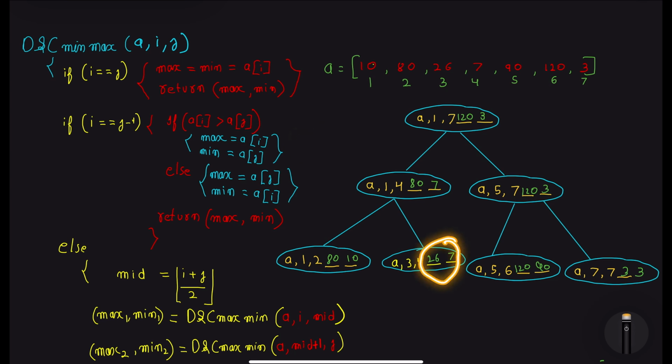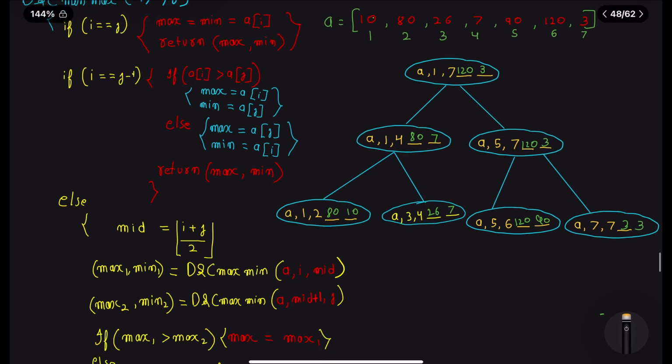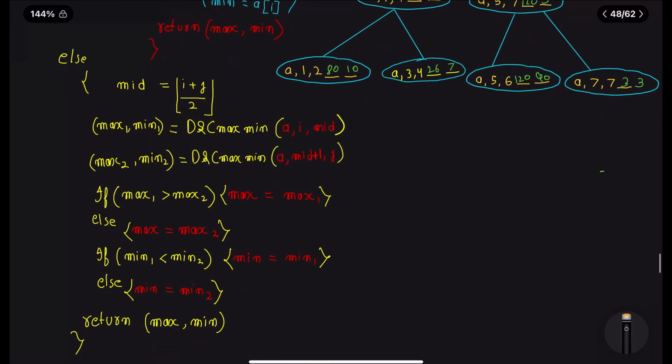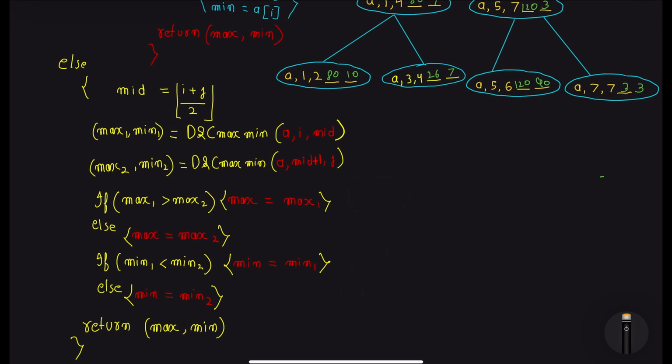From here we will go to the next step. We will compare max 1 and max 2. So 80 is greater than 26, so 80 will be the max, and on comparing min 1 and min 2, 7 is smaller than 10, so 7 will be the minimum. This section compares max 1 with max 2 and min 1 with min 2. Whichever is greatest will be the max, and whichever is the smallest will be the min. So for elements between 1 and 7, we got the maximum as 80 and the minimum as 7.